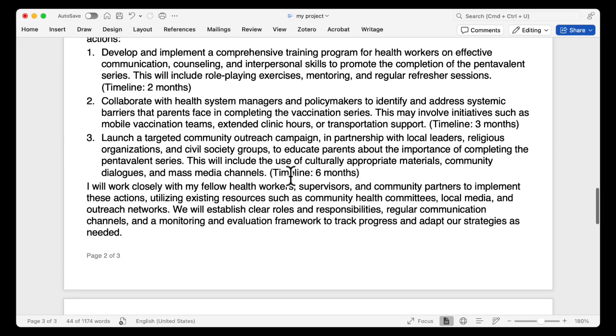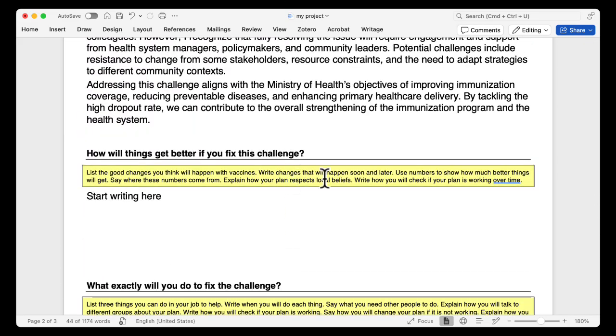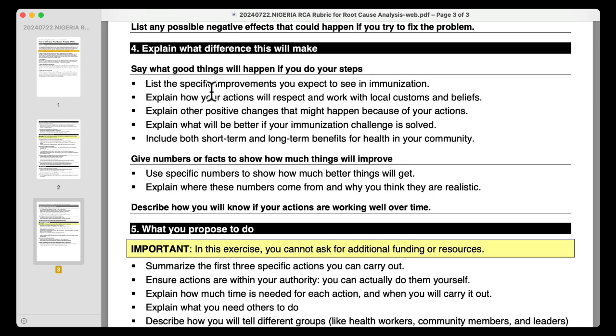So now we actually go back from section 5 to section 4. And here you want to list the good changes. It's not good enough to say, well, more children will be vaccinated. Obviously, that's the goal. But there are some other considerations here. The specific improvements, which vaccine coverage will improve, and how your actions are going to be respectful of people, how other positive changes might happen, what's going to be better if your immunization challenge is solved.